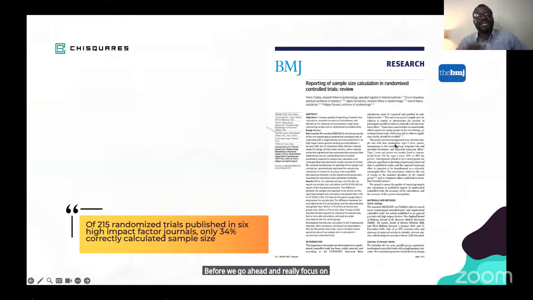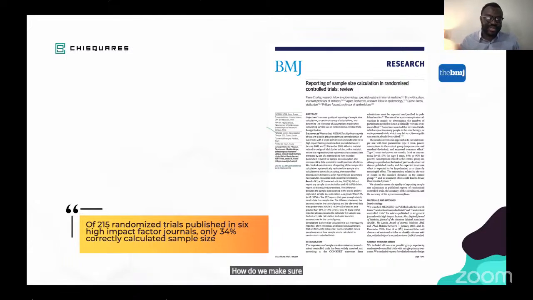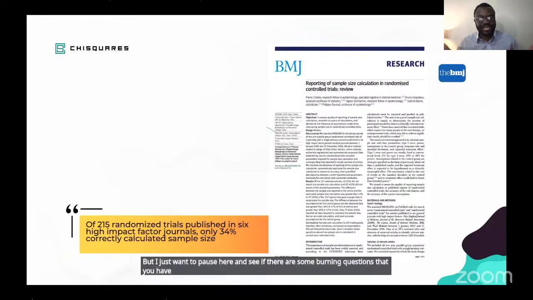So now that we know that the most common reason for type 2 error is small sample sizes, how do we make sure that we don't fall prey to that? And how do we also prevent falling prey to type 1 error? That's what we're going to discuss for the rest of the session that we have. But I just want to pause here and see if there are some burning questions that you have that we can accommodate quickly. I'm going to take just 3 or 4, and then we'll go on to the next part of the class, if there are any questions.